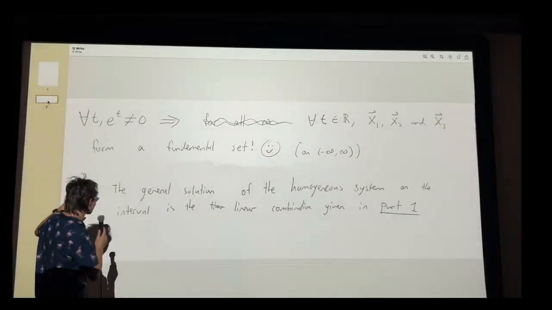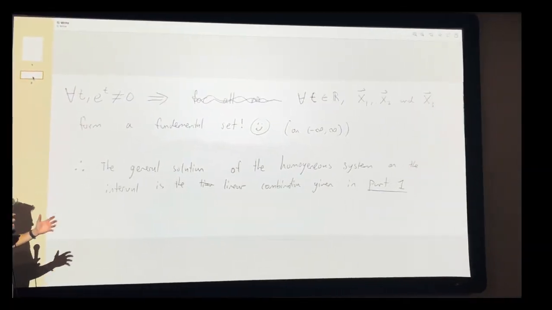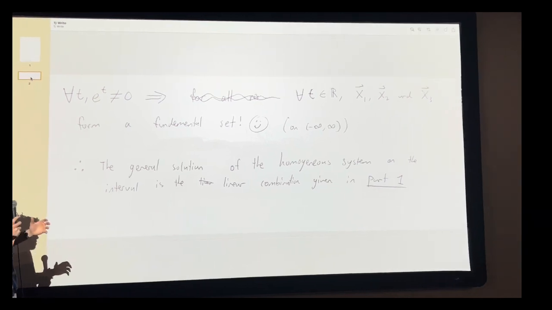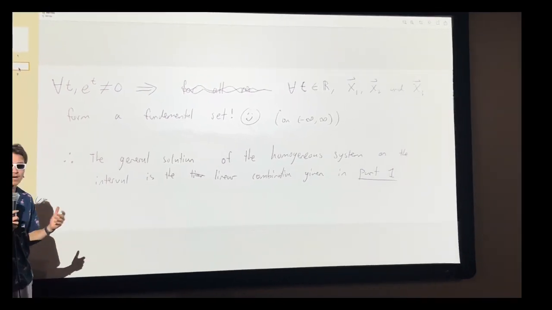Therefore, we can write our closing sentence. The general solution of the homogeneous system on the interval is a linear combination of the vectors given in part 1.